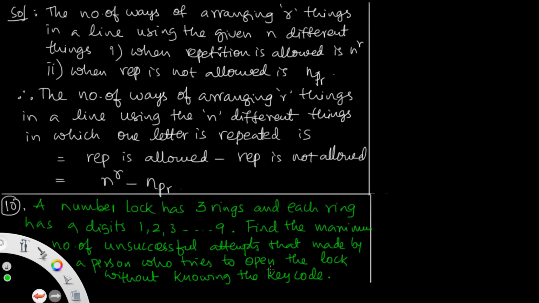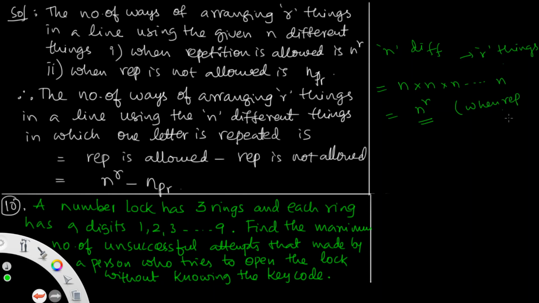So we can use n different things to form r things in a line. The question is asking, when repetitions are allowed, by using n letters, r things can be arranged: first place can be done in n ways, second place n ways, third place n ways, up to the rth place also n ways. So the total is n to the power of r when repetitions are allowed.